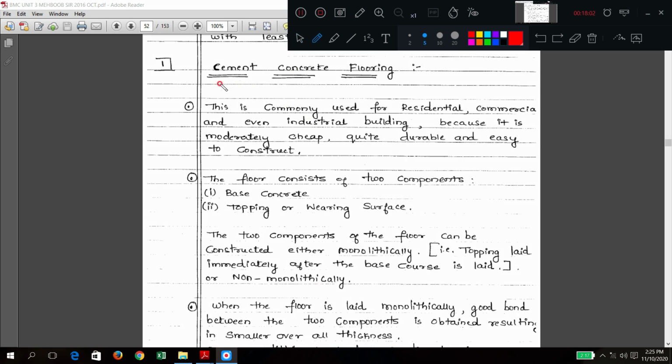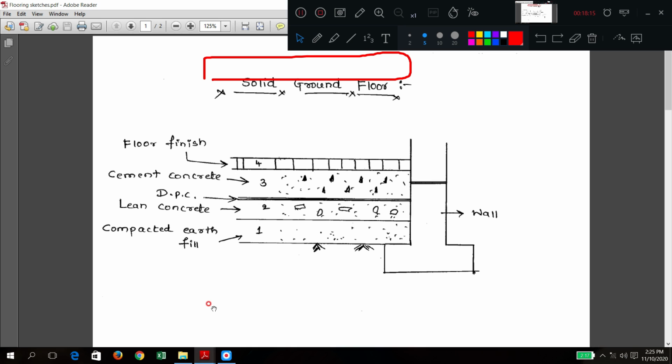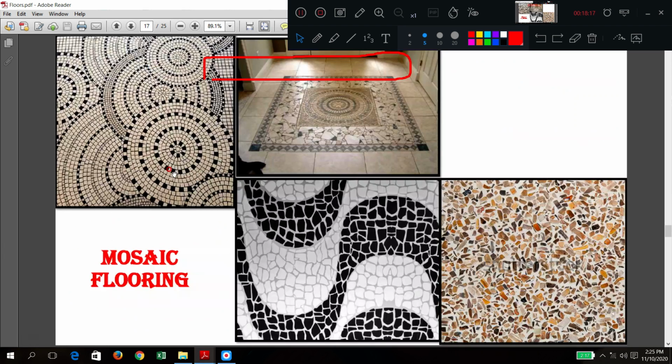Now, what do you mean by cement concrete flooring? We start with the first type. Can you imagine? You remember this diagram. Very important. I will explain this one also.